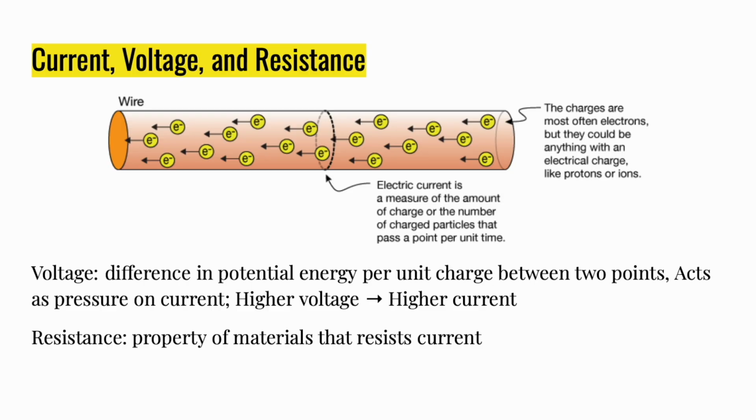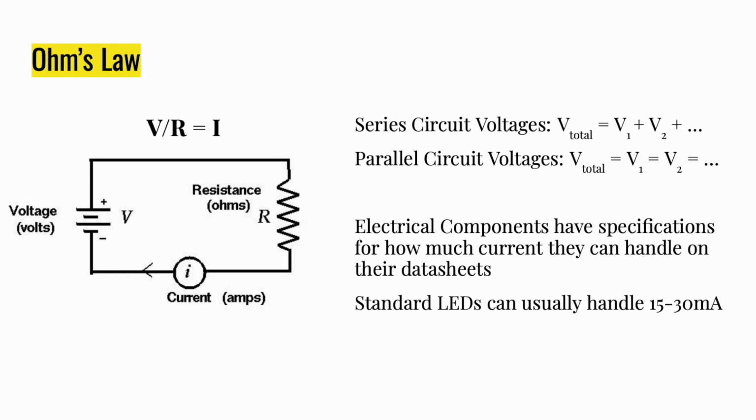Resistance is a property of materials that resists current. And similar to friction, everything has a resistance. Ohm's law describes the relationship between these three properties. It states that voltage over resistance equals current.